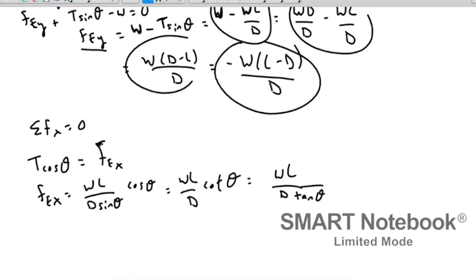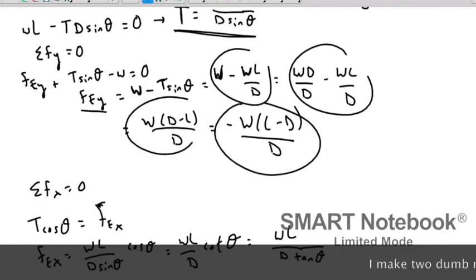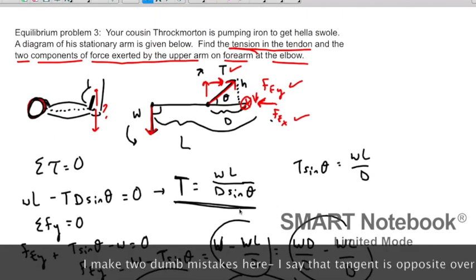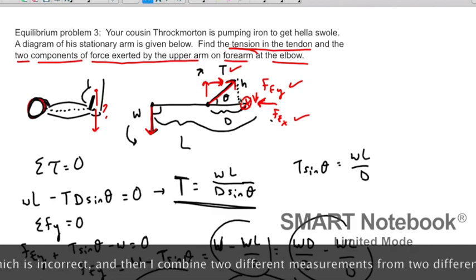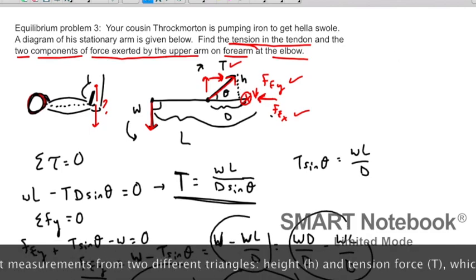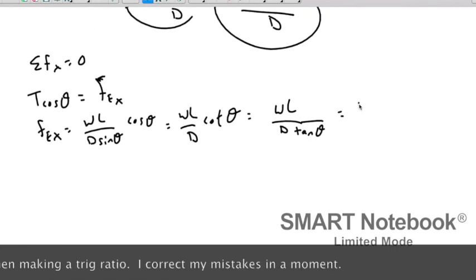And tangent is opposite over hypotenuse. So remember that up here, and I guess I could have incorporated this for the sine value, but the opposite side of this is h over the hypotenuse of T, the force of tension. So I plug that in there.